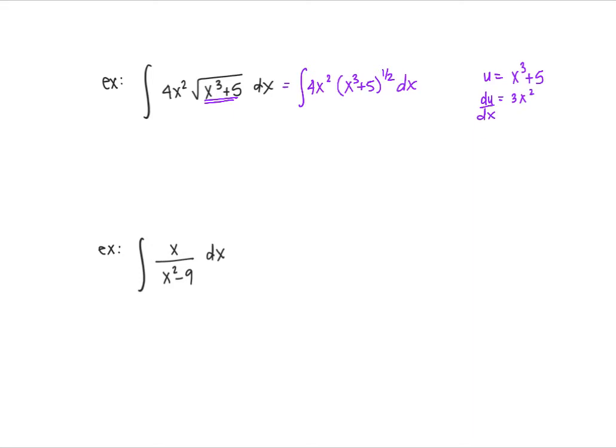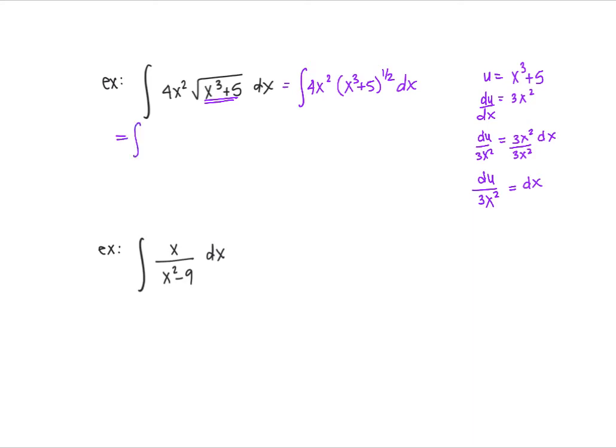And I'm going to solve for dx. So du equals 3x squared dx. I can divide both sides by 3x squared. So du over 3x squared equals dx. So I have my u and I have what my dx is. So now I can do the substitution.